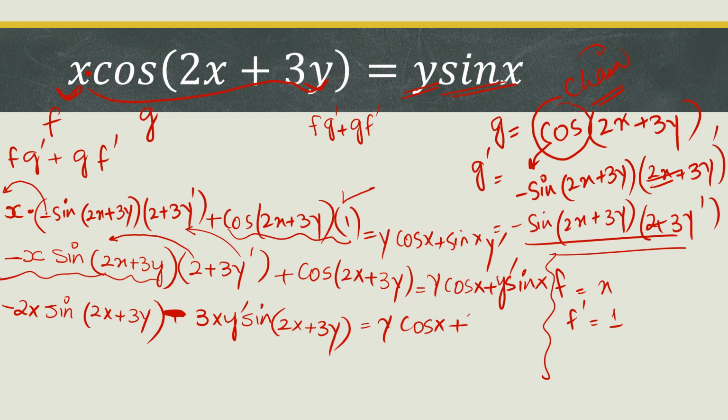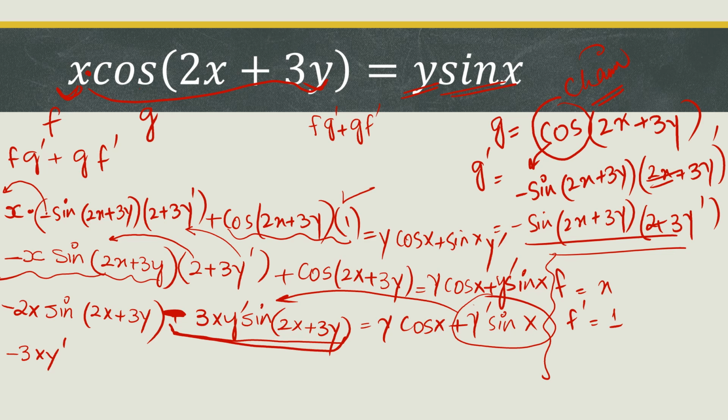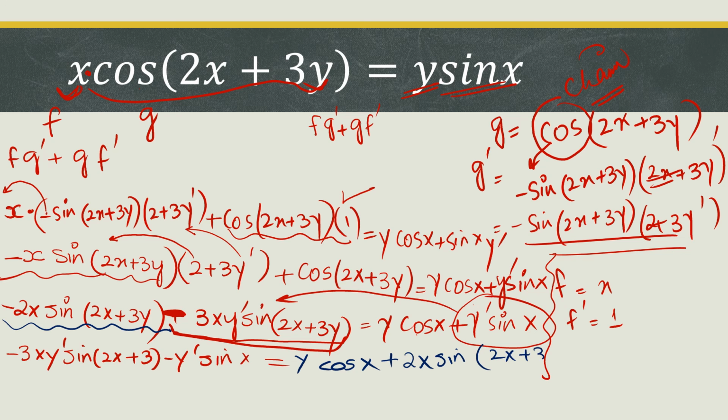And after that, bring all the y primes on the left hand side and all other terms on the right hand side. So this is the y prime, so bring it on the left hand side. On the left hand side, already I have one y prime. I will write minus 3x y prime sin(2x + 3y). Bring the y prime sin x on the other side, you will get minus y prime sin x equals. Now y cos x stays on the same side, that means y cos x on the right hand side, and bring this minus 2x sin(2x + 3y) on the right hand side. So minus changes into positive and you will get 2x sin(2x + 3y).